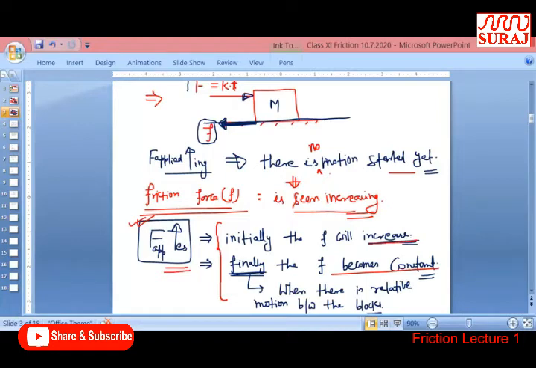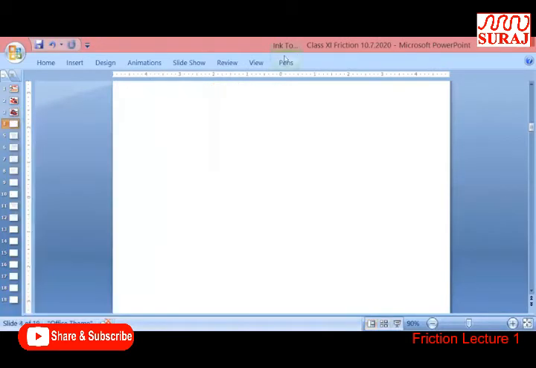As you will increase the applied force, initially the friction will increase. This frictional force in opposite direction will increase up to what? We will see this point one more time in the next slide. And finally, what happens once the block starts moving, or once the relative motion is started between the blocks? The friction force becomes constant.